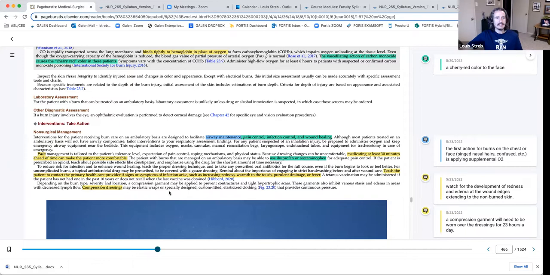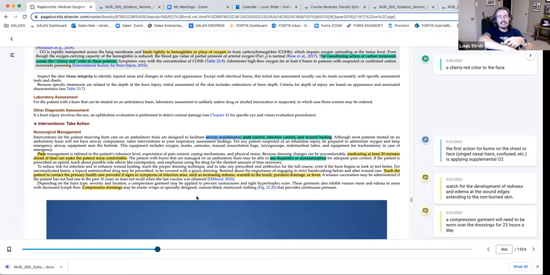Teach the patient to contact a primary healthcare physician if they have infections. What is an infection? Look for increased areas of redness. Think about warmth to touch, purulent drainage. I always tell my patients, look for that edema. If the edema starts to swell outside of where the skin was burned, that could be a sign and symptom of infection.